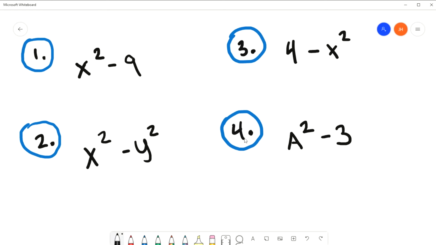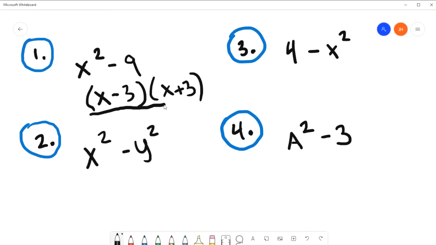Now, hopefully you've paused the video and thought about this, but let's get going. So this was actually a bit of a trick question here. I can actually factor all 4 of these with difference of squares. So x squared minus 9, that one's pretty obvious. These are both squared values, so it would result in x minus 3 times x plus 3, because the square root of x squared is x, the square root of 9 is 3.